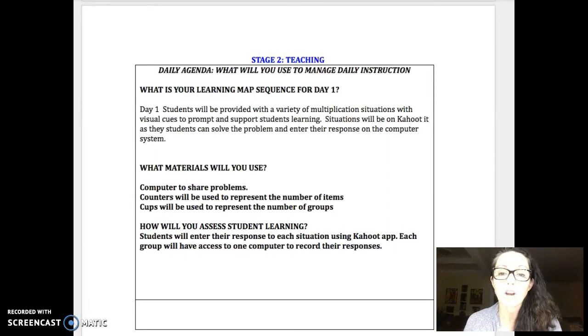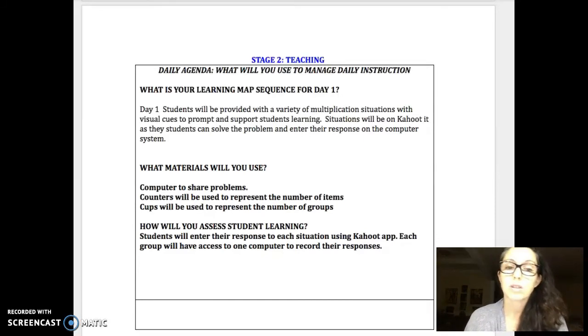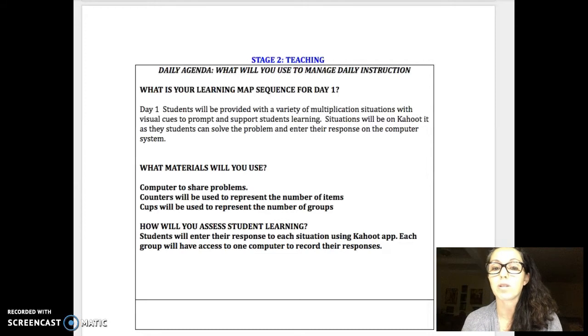So I'm going to just start with that first activity that I described, which is students are going to have a variety of multiplication situations with visual cues, so pictures to prompt and support their learning. I'm going to post these situations on a web-based game called Kahoot so that the students can solve the problem and enter their responses on the computer system. So what materials will they need? Well, each group will have a computer so they can respond to the prompt.